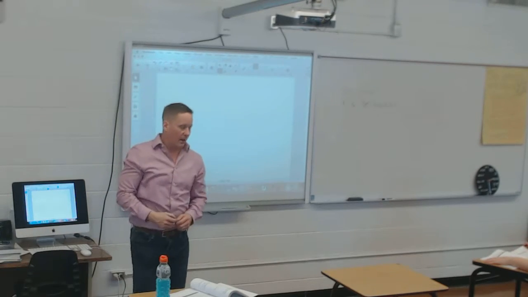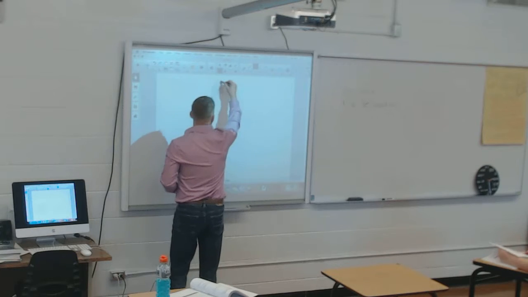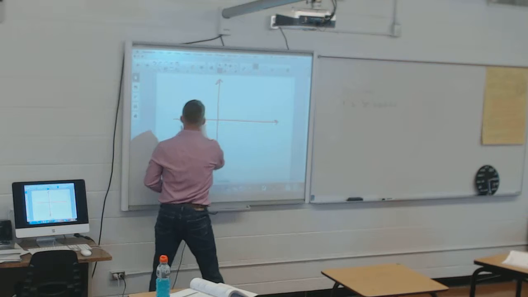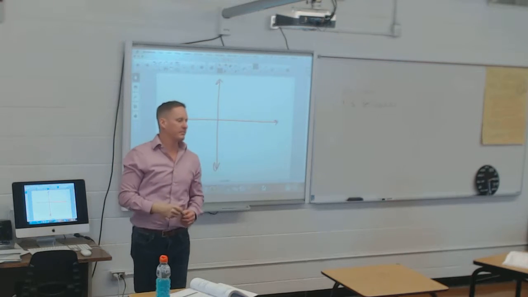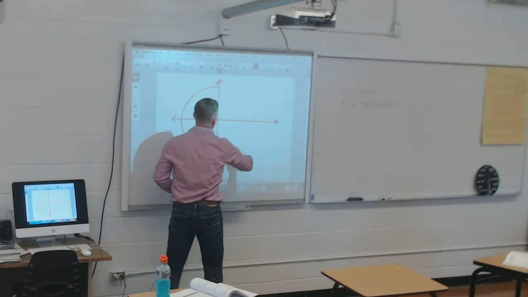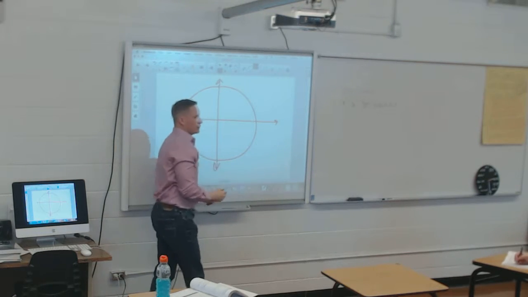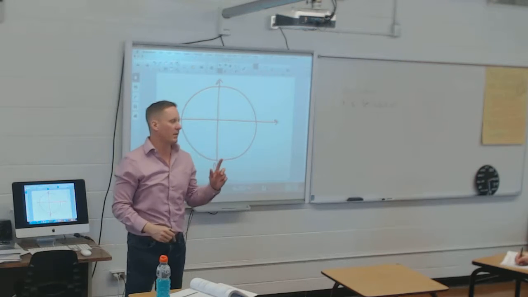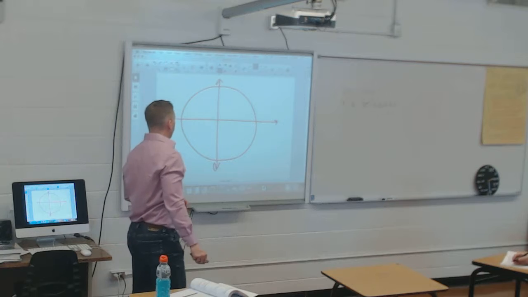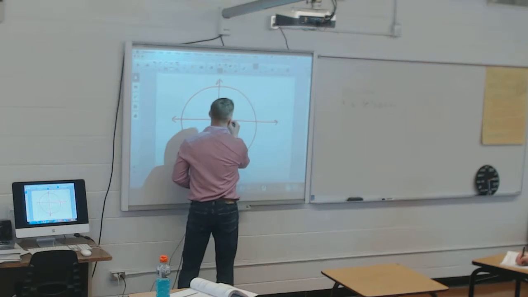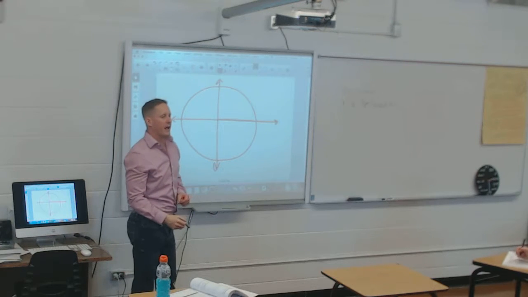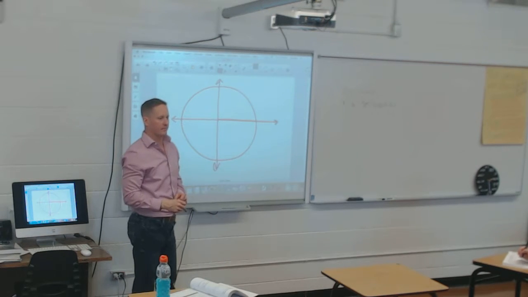So everything that we do from now till the end of basically Unit 5 is going to deal with the unit circle. Now the unit circle is a circle drawn on a Cartesian plane in which we have a radius of 1. That's why it's called the unit circle. Now every angle starts with my initial arm, which is right here. That's my initial arm. And every positive angle moves in a counterclockwise direction.